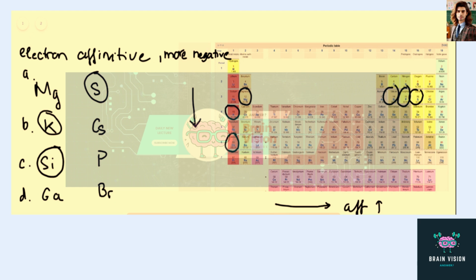And the last one would be gallium and bromine. So this is bromine, and this is gallium. Okay, here. So yep, it follows the same trend. If you move to the right of the periodic table, the elements on the right will have a stronger electron affinity compared with the one on the left. So bromine should have a more negative electron affinity compared with gallium.